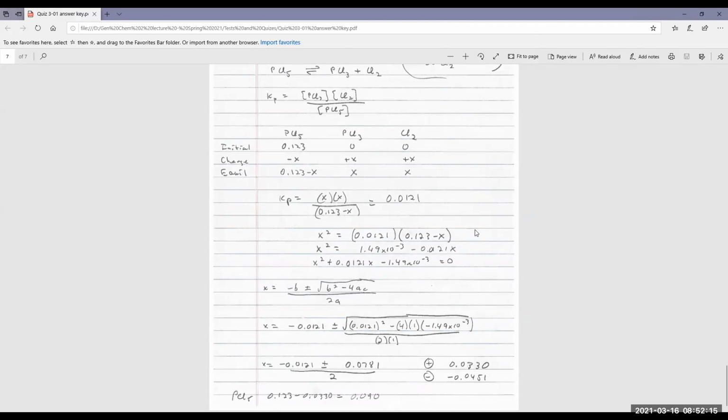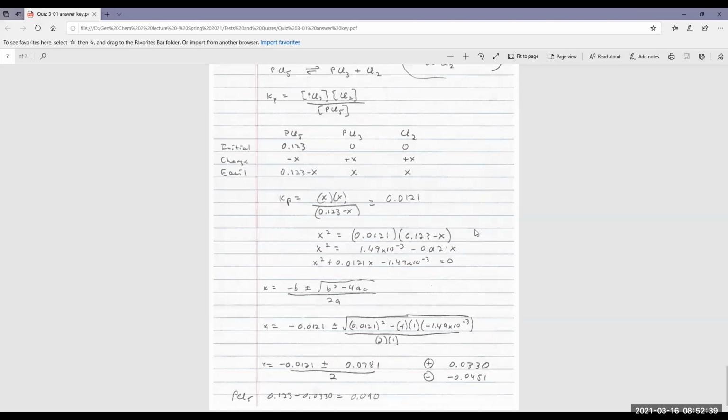Set up our quadratic equation as we did before. We get down here where we do our plus and minus solving. We have a choice of 0.0330 or minus 0.0451. Once again, in looking at that, the minus value doesn't really make any sense, to have a negative concentration.